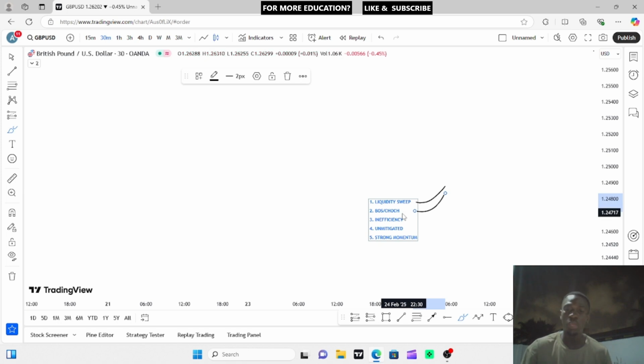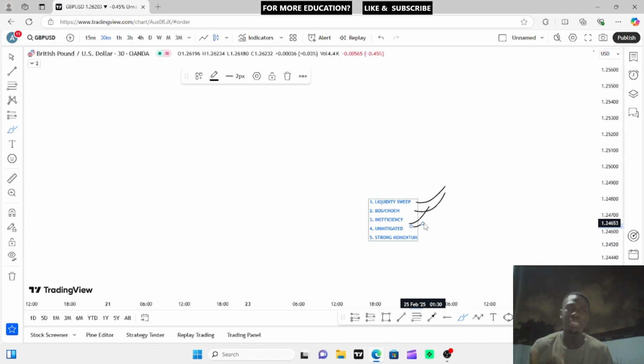The next one is that there should be inefficiency in the market, or let's say imbalances. There should be inefficiency or imbalance in the market before you take the order block to be valid. From here you're going to go to the live example. And the fourth one is that there should be an unmitigated zone. The zone shouldn't be mitigated.